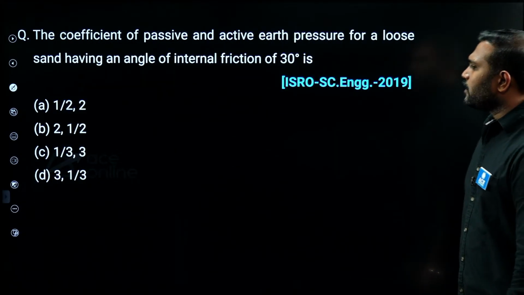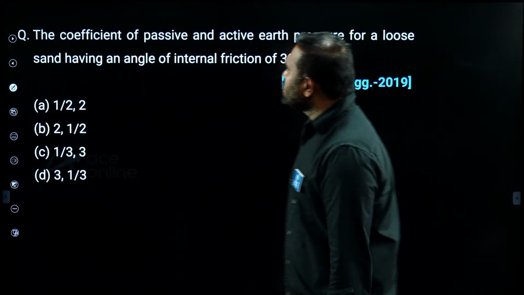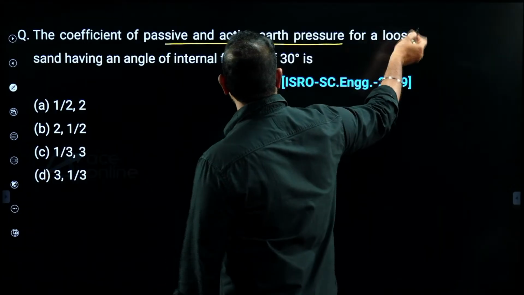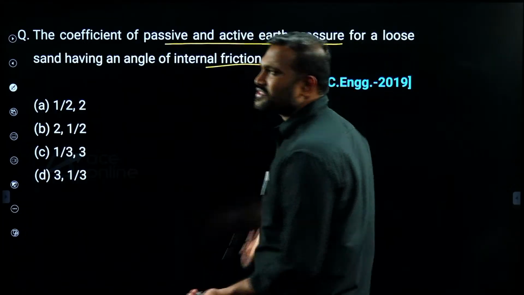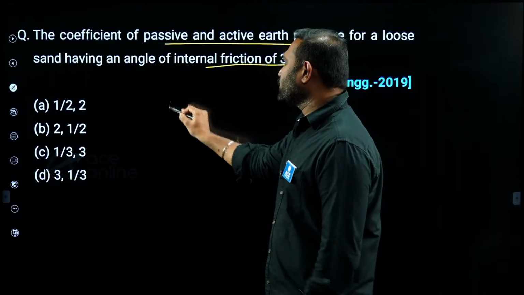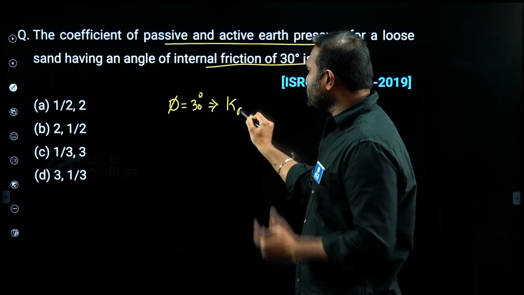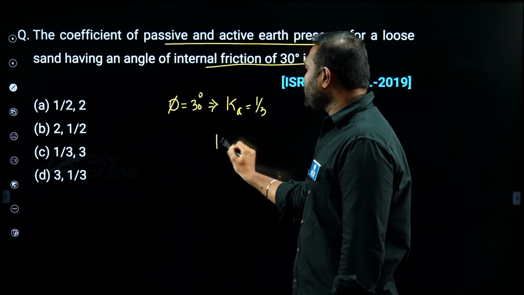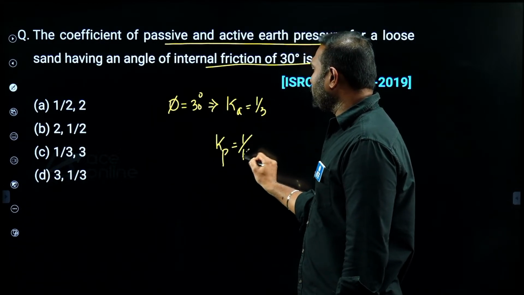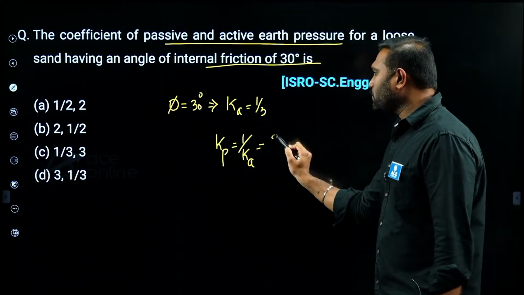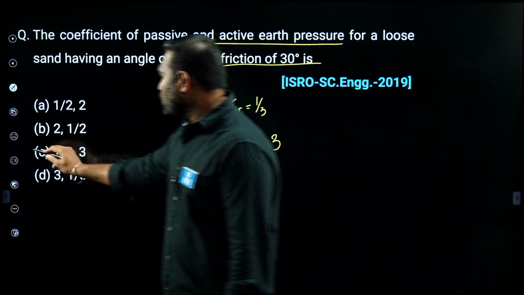So next, come to this one. The quotient of passive and active earth pressure for a loose sand having an angle of internal friction of 30 degrees. This is a direct one. For phi equal to 30 degrees, Ka value is 1 by 3 and Kp is nothing but the reverse of Ka, which is nothing but 3. So the answer is option C, 1 by 3 and 3.